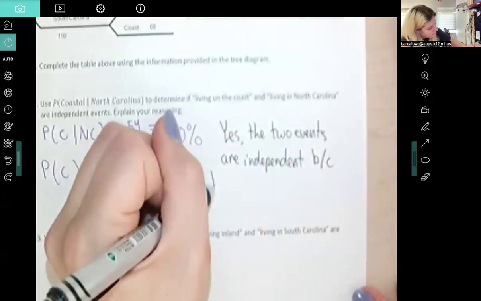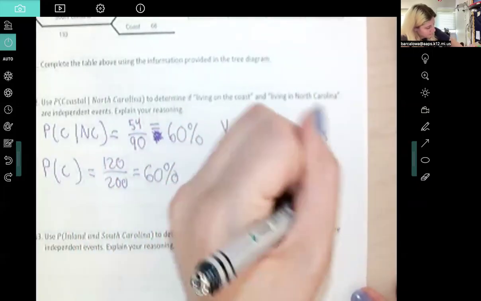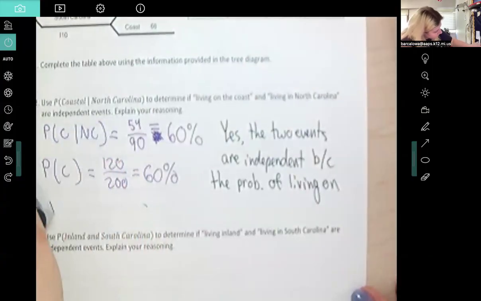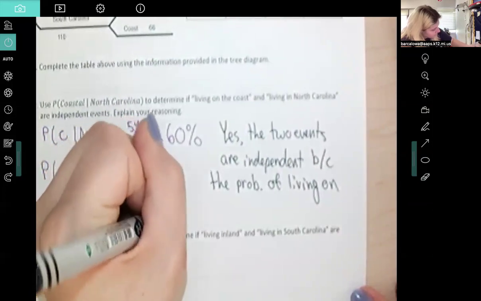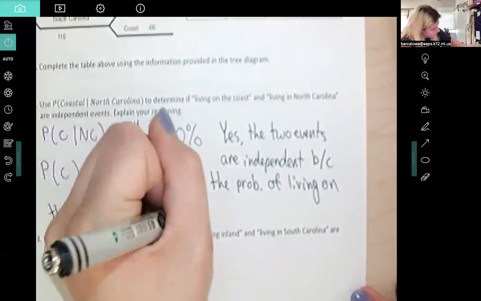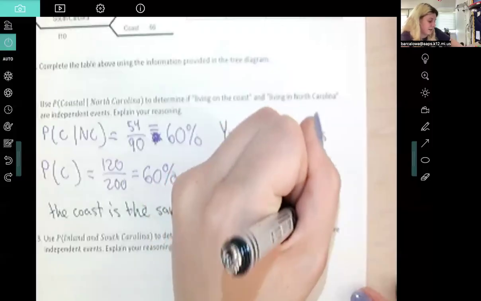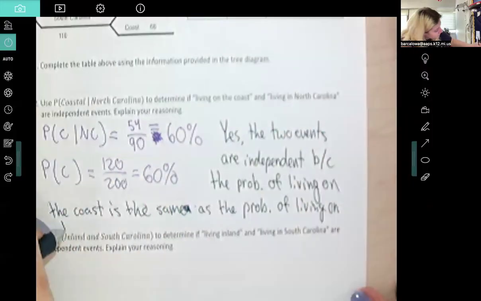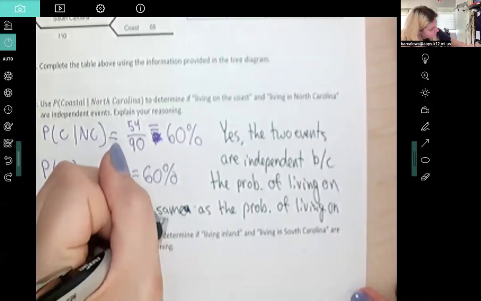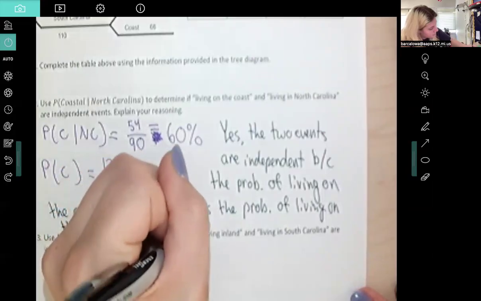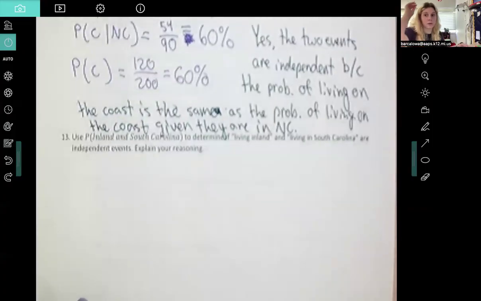Because the probability of living on the coast is the same as the probability of living on the coast given they are in North Carolina.